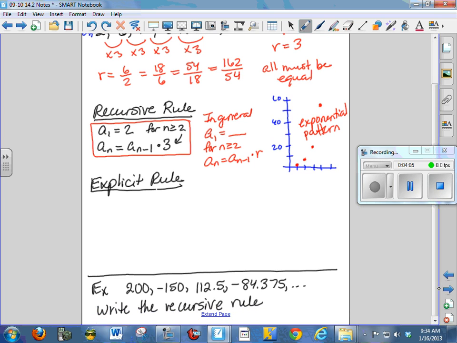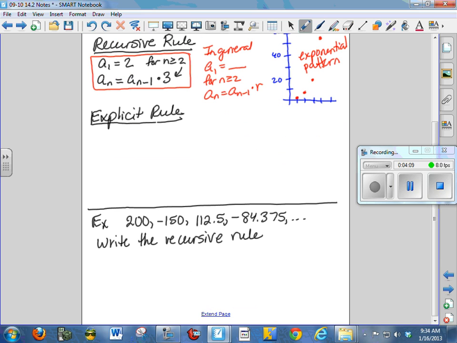To get the explicit rule, we look at a similar pattern as we saw in the arithmetic. We recognize that a sub 1 is 2, a sub 2 is 2 times 3, a sub 3 is 2 times 3 times another 3, a sub 4 is 2 times 3, which is 6, times 3, which is 18, times 3, which is 54, etc.